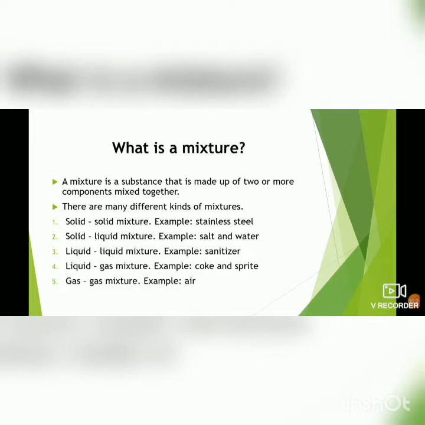A mixture can be of different types. A solid mixture, for example, stainless steel. The stainless steel is a mixture of iron, carbon, nickel, chromium, etc. You can also have a solid liquid mixture like salt in water or sugar in water.